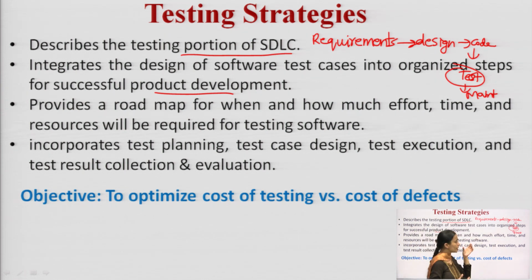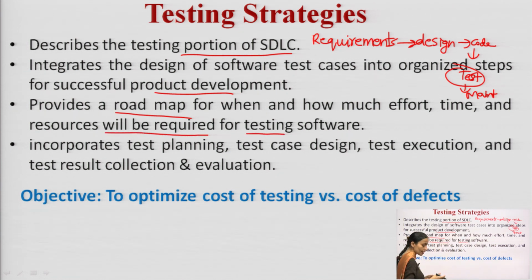So, testing strategy means it is integrating the entire steps we can approach, so that our product is successfully delivered. Then strategy means we are giving a roadmap: when and how much effort we have to give, when and how much time we have to give to any module, when and how many resources are required in doing the testing. As I said, I will be starting from the unit testing.